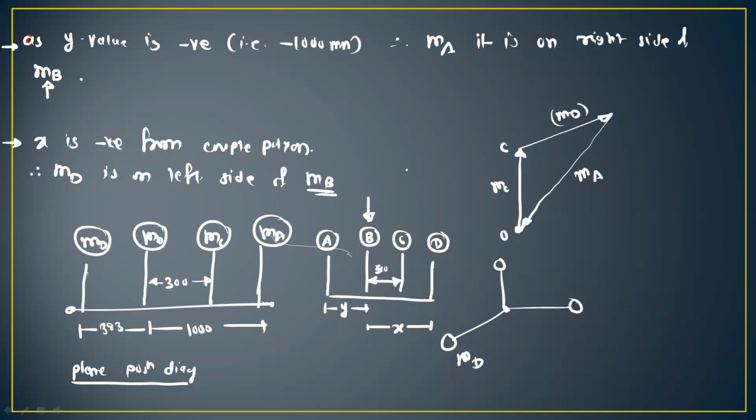Okay, so after the calculation, that is from the force polygon and couple polygon, the distance of D is negative, and distance of A is also negative. So we need to interchange the position. So take the mass A on the right side of the mass B, that is the reference plane, and the mass D on the left side. So this is 383, that is spacing of mass D, and 1000 is the spacing of mass A with respect to B. Okay, so this is your final answer.